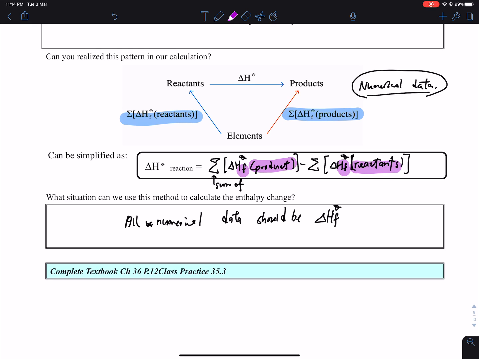And to be honest, I use the definition to help myself remember this equation. The definition of enthalpy change of formation is 1 mole of substance formed. The substance must be a product. 1 mole of product formed from its constituent elements at standard states under standard conditions. So product formed, must be product, starting with product, therefore product minus reactant.